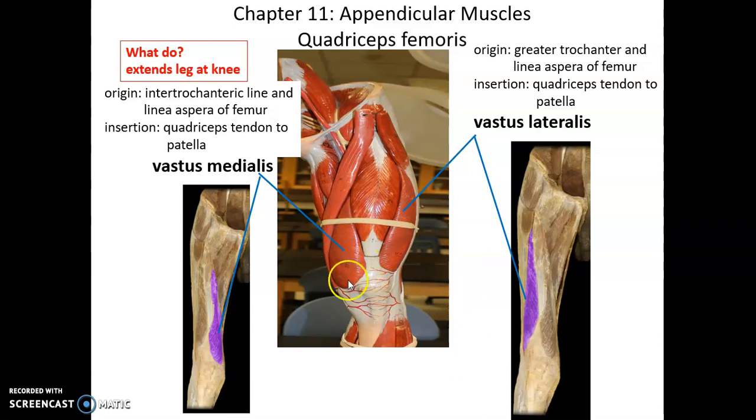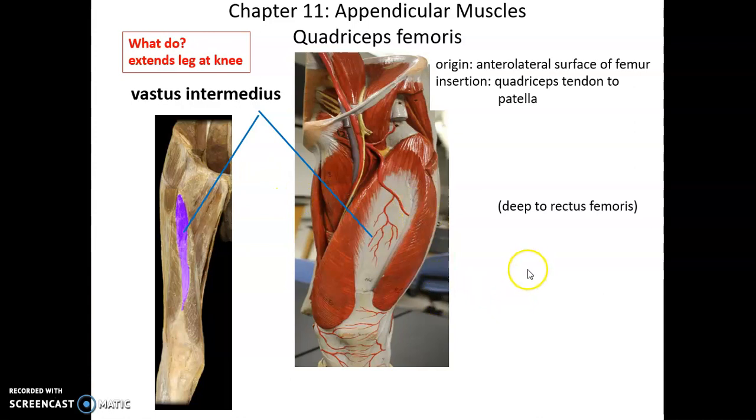Then we have the two vastus muscles, two more of the quadriceps femoris muscles. Vastus medialis on the medial side, going from the intertrochanteric line and linea aspera of the femur, inserting to the quadriceps tendon of the patella. And then the vastus lateralis, its origin is the greater trochanter and linea aspera of the femur. It inserts again into the quadriceps tendon that leads to the patella. And they both extend the leg at the knee.